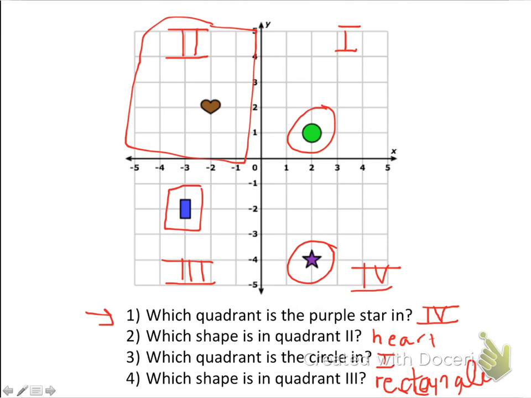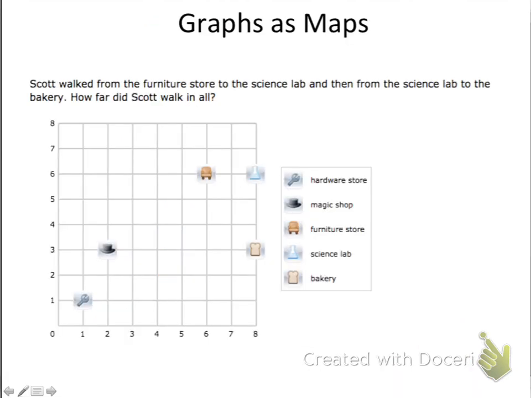Now we're going to look at using quadrant planes as maps. So using these graphs as a map, it's how we can use them in real life, one of the real life situations we'll talk about. So let's look at this grid down here. First of all, I'm just going to let you know, this is our first quadrant, or quadrant 1, because we only have positive x and y values. All right, now it says Scott walked from the furniture store to the science lab, and then from the science lab to the bakery. How far did Scott walk in all?